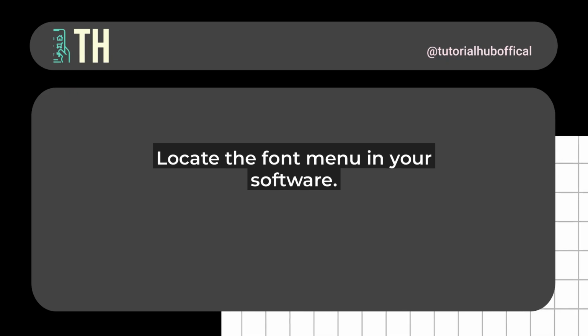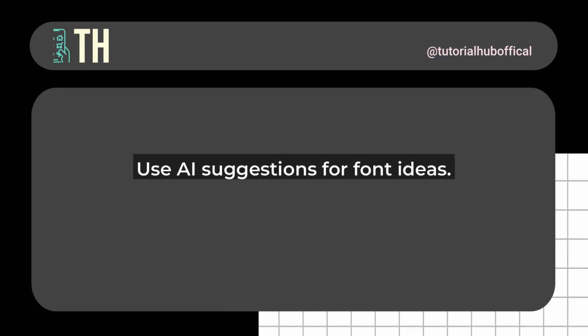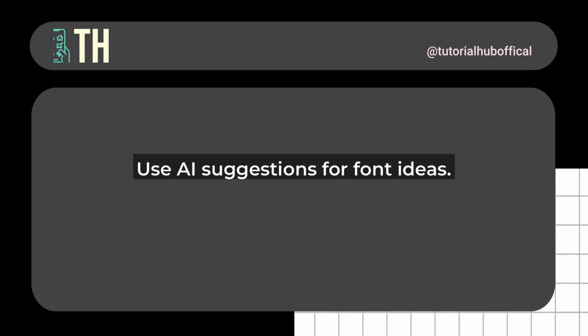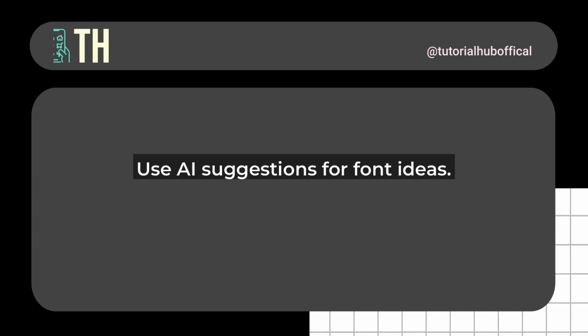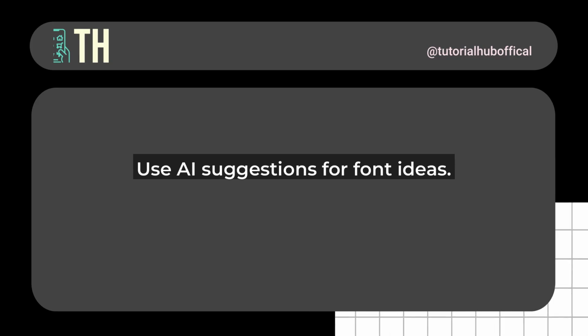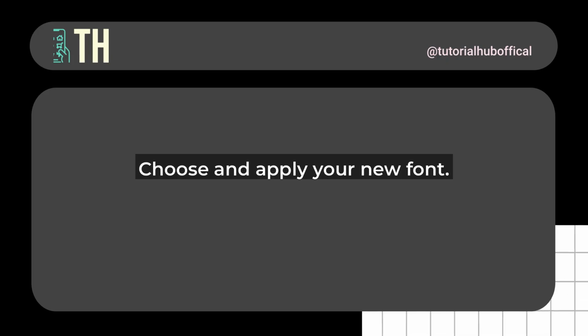Now, here's where 2025 tech shines. Many apps now have an AI-powered search bar. Type in what you're looking for, like Modern Sans Serif, and it suggests options based on your document's style. Cool, right? Select your new font from the list. Go wild with choices like Arial, Times New Roman, or something trendy like Inter.